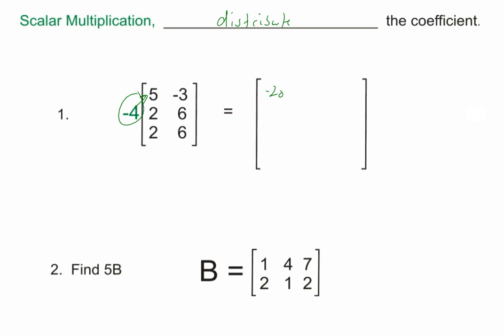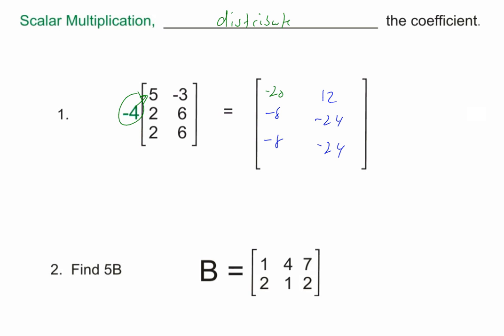I'm going to work down the first column, all right? What's -4 times 2? -8. What's -4 times the bottom 2? -8. Let's work across now the second column. What's -4 times -3? 12. What's -4 times 6? -24. What's -4 times 6? -24. Hey, scalar multiplication, piece of cake.